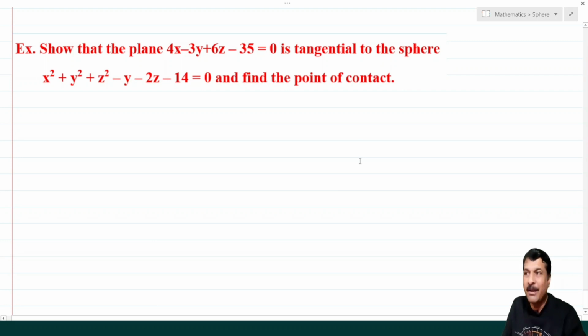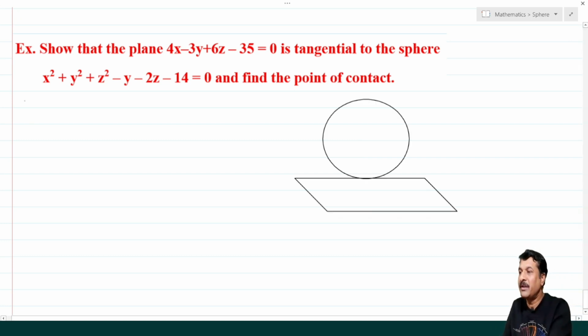Now the next example: show that the plane 4x minus 3y plus 6z minus 35 equal to 0 is tangential to the sphere x square plus y square plus z square minus y minus 2z minus 14 equal to 0, and find the point of contact. Here the plane is given and also the sphere is given. We only want to show that the plane is a tangential plane. How? Very simple. Draw the figure. By figure it will be more clear.